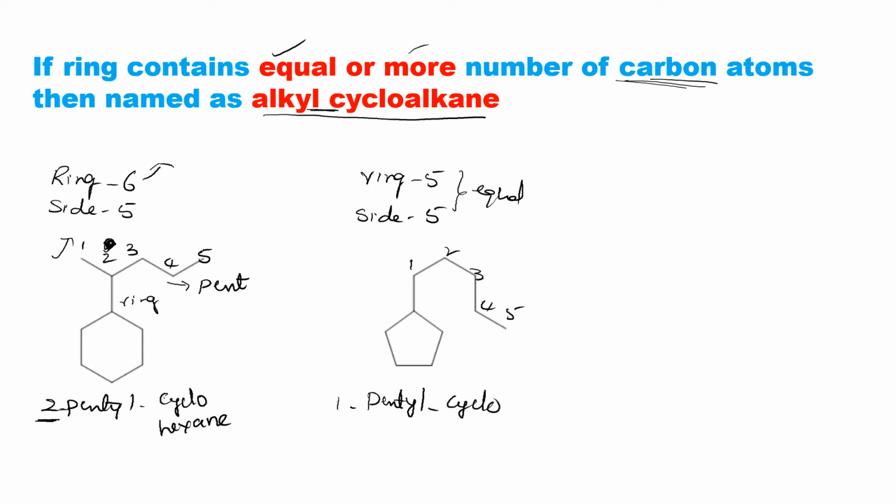What is the ring size? 5. 5 means pentane. Cyclopentane. 1-pentyl cyclopentane. That is the name of this compound. So coming to the next one.